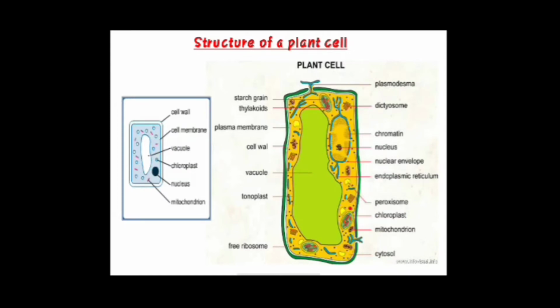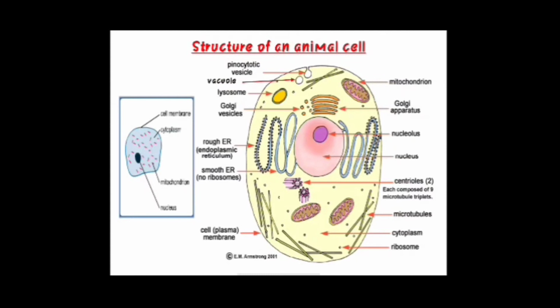Then there is a large vacuole which occupies about 70% of the space of the cell. Then there are chloroplasts, which contain the green pigment that helps plants perform photosynthesis. Then there is a prominent nucleus and mitochondria. Now, if you see the animal cell, the main organelles of the animal cell include the cell membrane. They do not possess any cell wall. Then there is cytoplasm. The cytoplasm is present both in plants and animals.